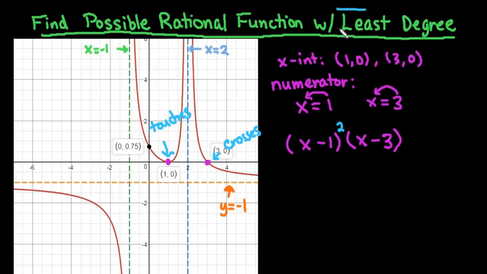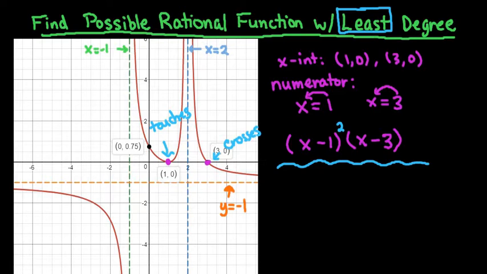So since this says least degree, we want to go with the lowest that we have. So for our numerator, our least degree is x minus 1 squared, and then we have x minus 3 to the first power for this point right here. Okay, so now we have a potential numerator. There could be other numerators because things could have canceled out to start with, but we're going with the easiest one that we can find.